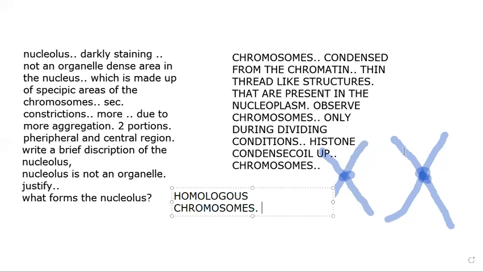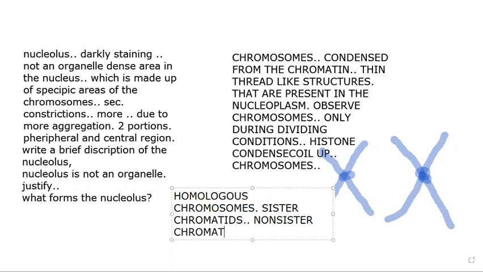And the chromatids that are present on the same chromosome, 1, 2, 1, 2, are known as the sister chromatids. And the chromatids that are present on different chromosomes are called the non-sister chromatids. We will continue this lecture in the next period.